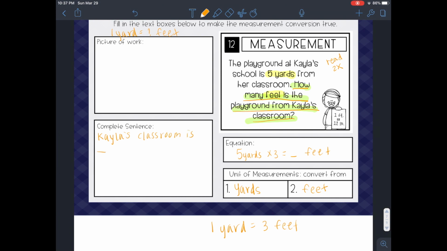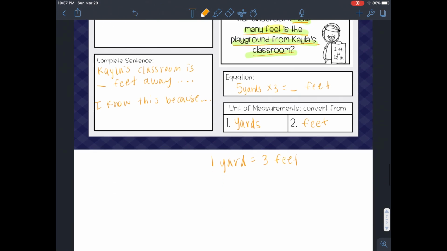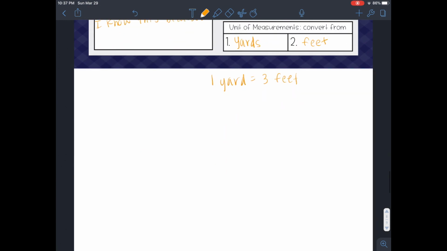Once you write a sentence answering the question being asked, you then need to explain how you know that. This is a part I want you to do on your own. How do you know that 15 feet is equivalent to 5 yards? You can use your picture to help you solve this, the T-chart, conversions, anything you want to help you solve it, and then make sure you hit submit on It's Learning.